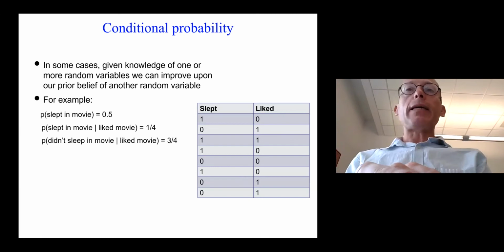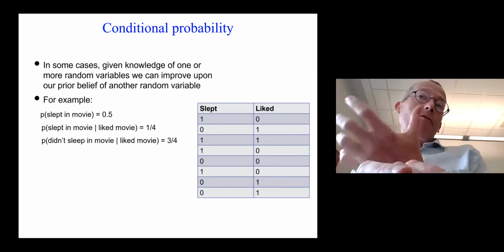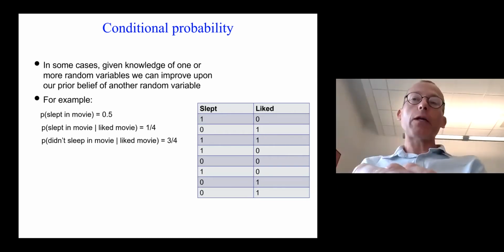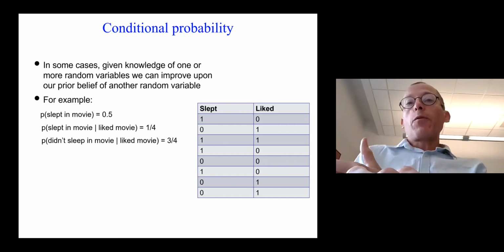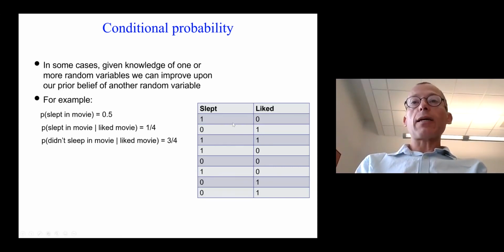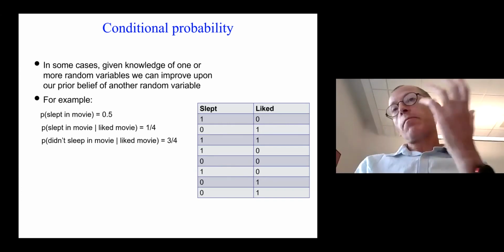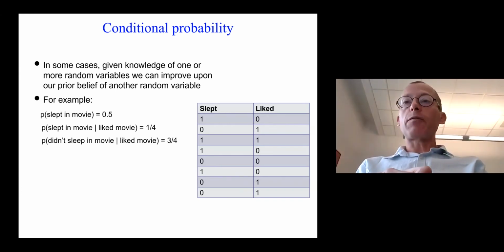Now, conditional probability can be computed or derived from observations. We usually do it that way, and you can use that to show some differences. For example, if I want to compute the probability that I slept in a movie, I can just count how many times I slept in the movie. So let's say I went to the movie, in this case, 8 times, and I slept 50% of the time. So if I don't know anything about the movie, the probability that I'll sleep in the movie is 50%.